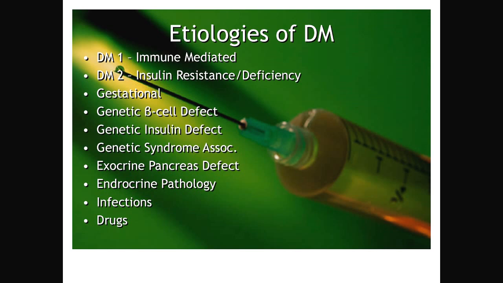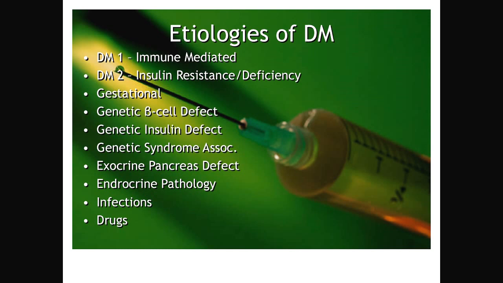Then you have defects in insulin and insulin production. So if you have a defect in proinsulin conversion, or your receptor isn't working, if you have a mutation in your insulin receptor, you're going to have diabetes mellitus as well. Or if you have a gene mutation that's causing an insulin defect, that's going to cause diabetes as well.